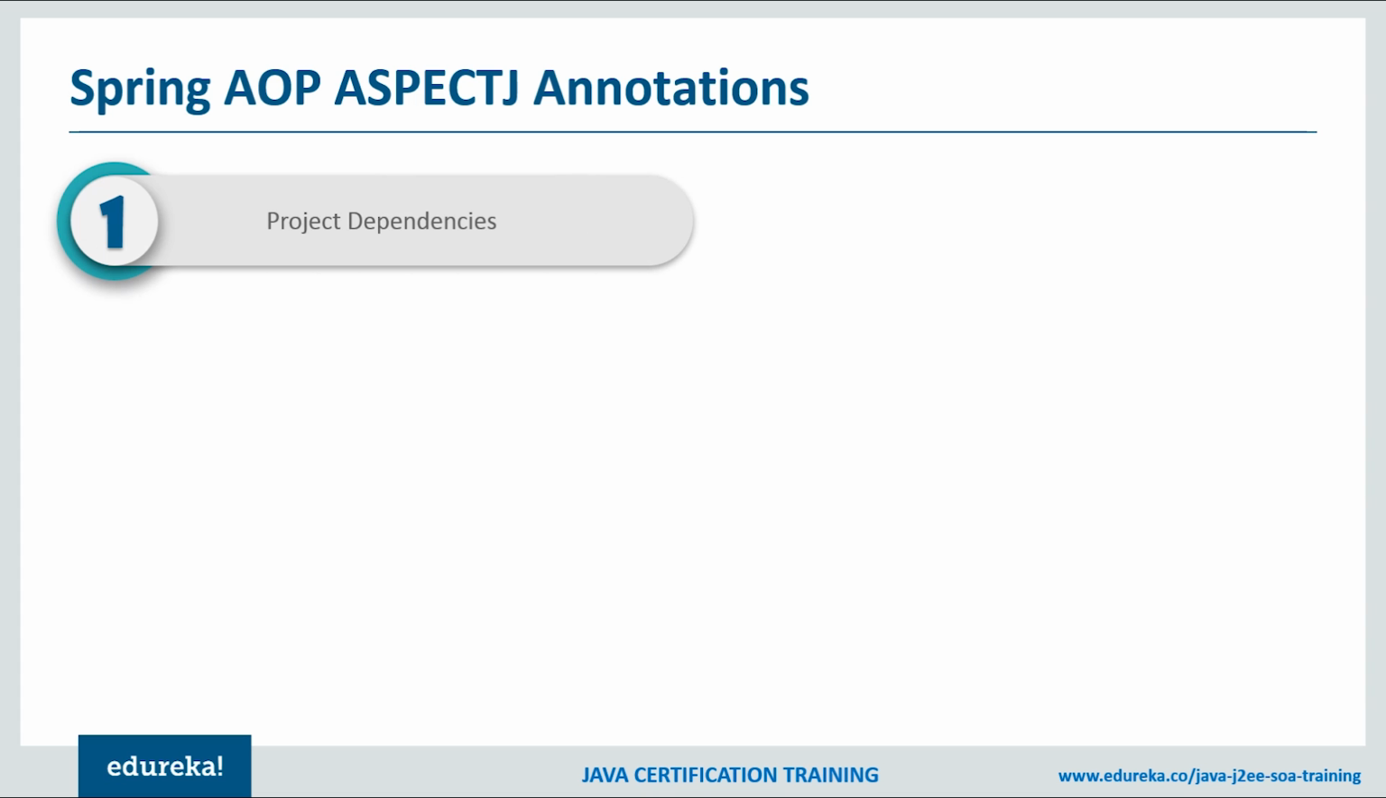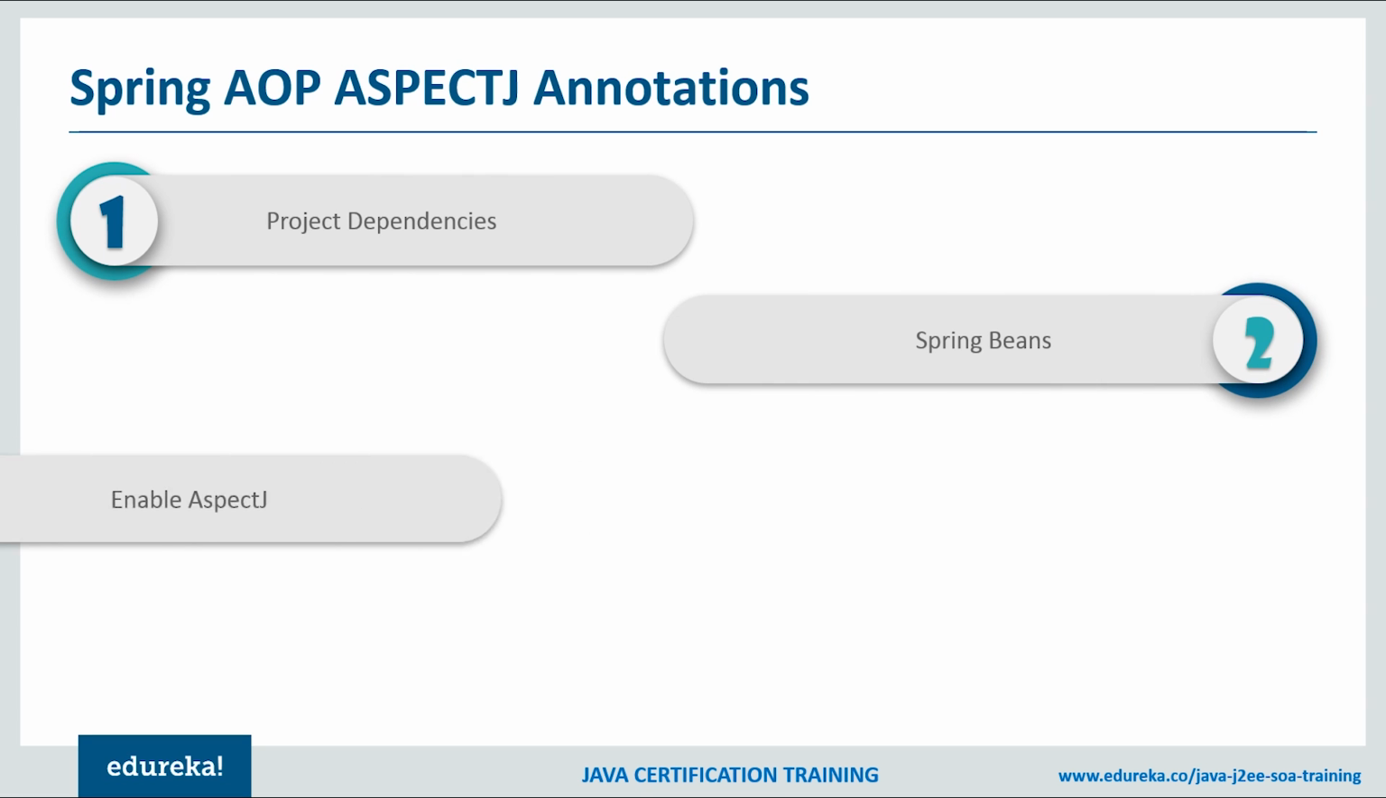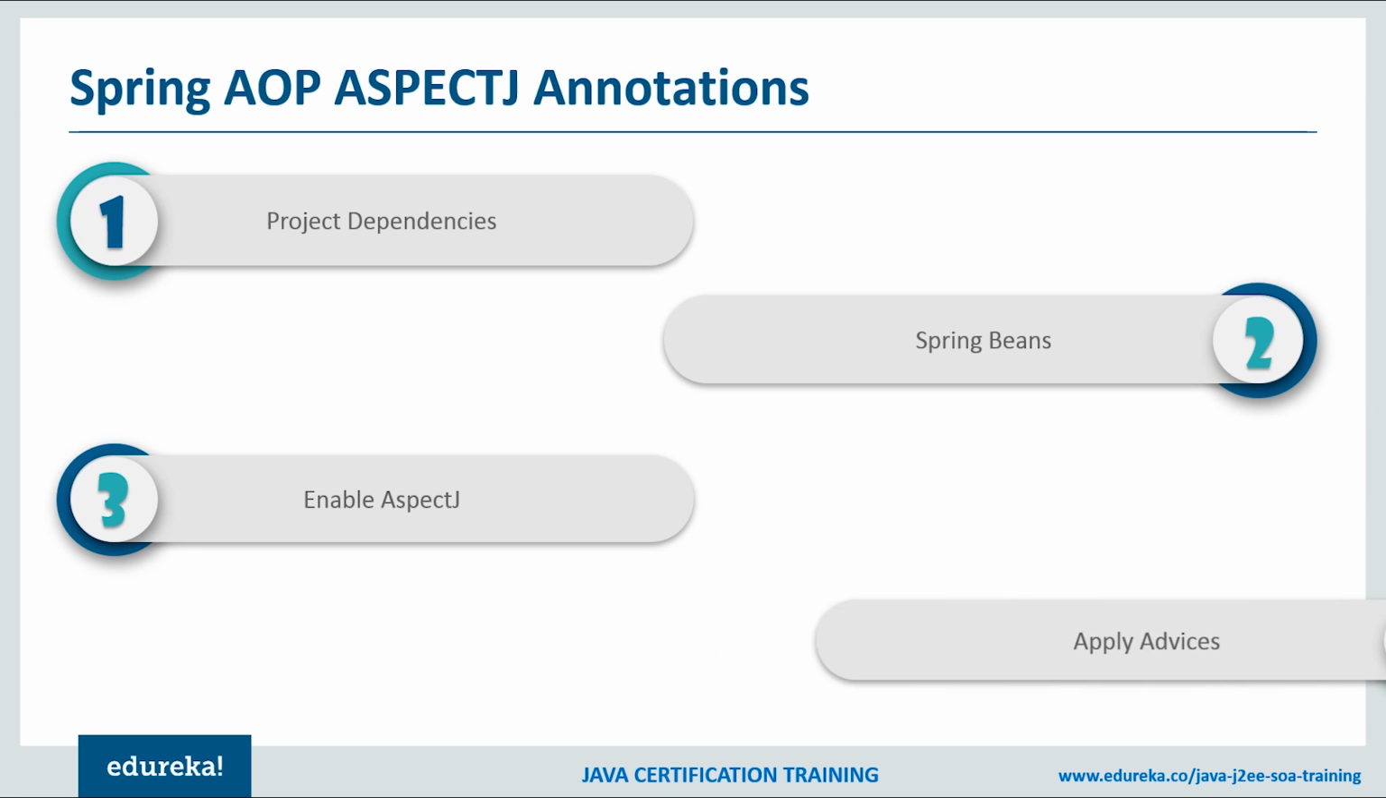Spring supports aspects that are written with AspectJ annotations. And since AspectJ annotations are supported by more and more AOP frameworks, your AspectJ styles are more likely to be reused in AOP frameworks that support AspectJ. Now we'll see how we are implementing AspectJ over here, and for that, we are using AspectJ annotations. So first, again, project dependencies, Spring Beans, enable the AspectJ and then apply advices. Let's see how to do that.